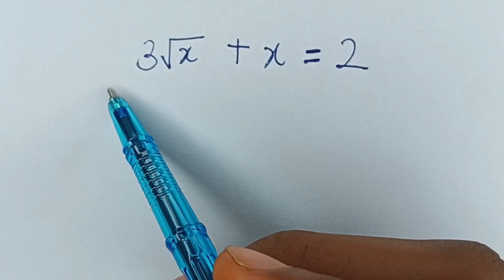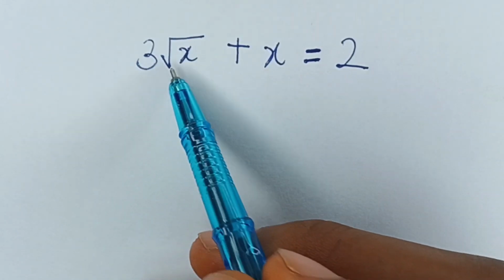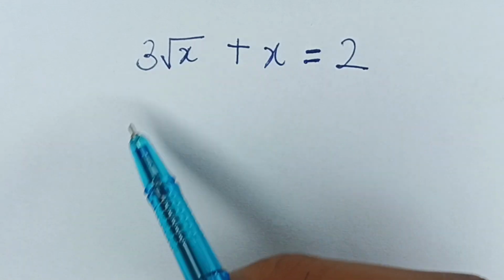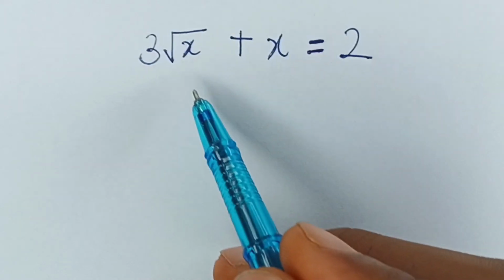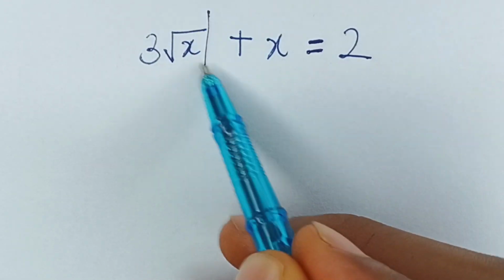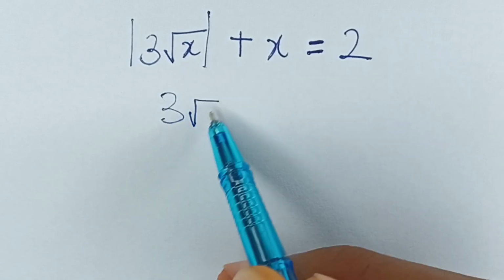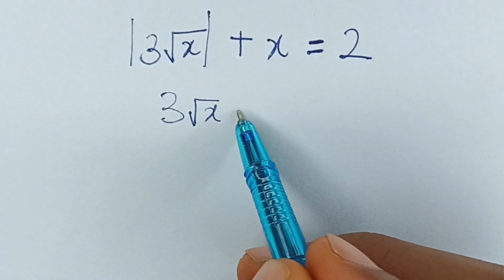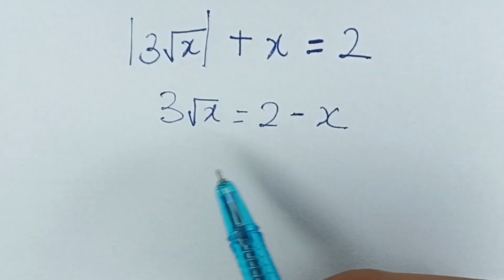Alright guys, let's solve this question together. It says 3 root x plus x is equal to 2. Okay, let's solve this. Now the first thing to do is to isolate this. So we're going to have 3 root x equal to 2 minus x.